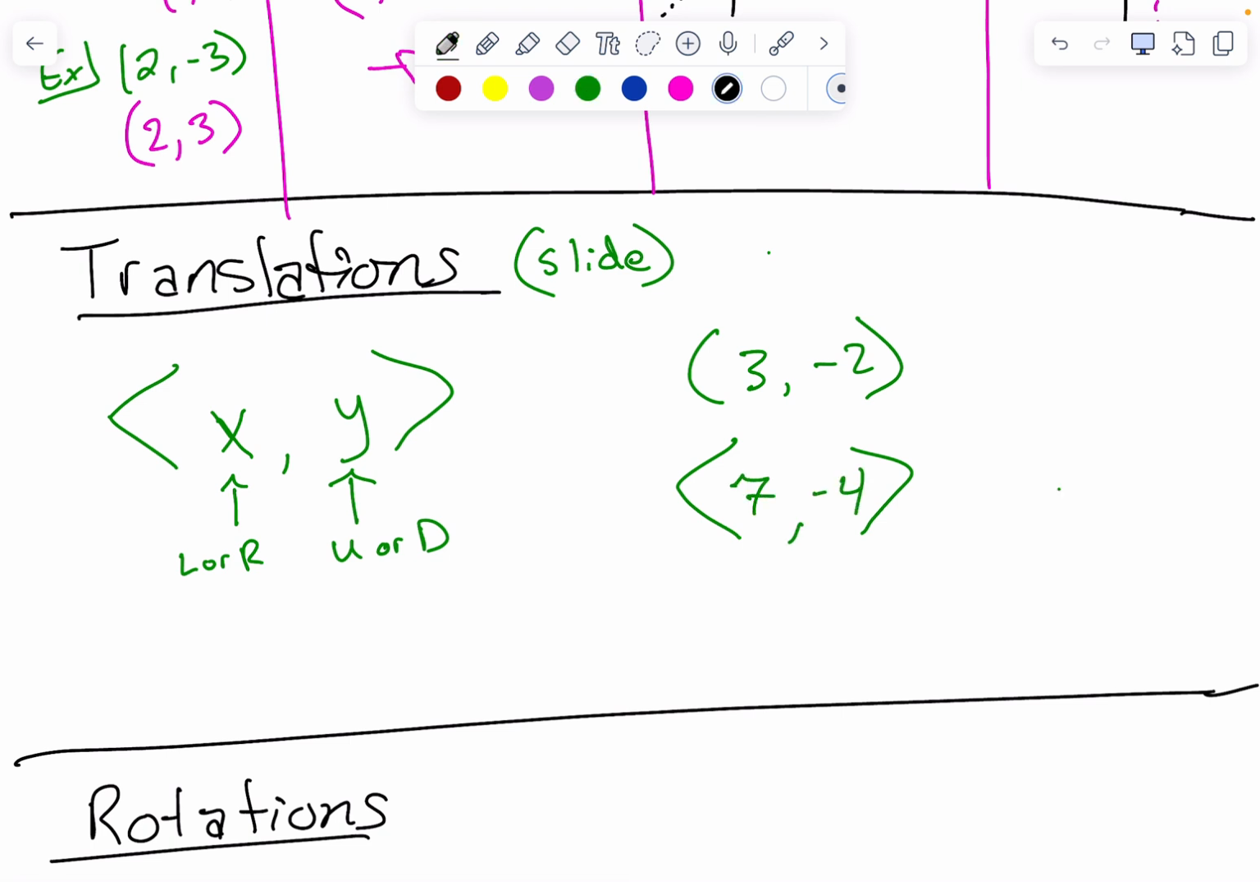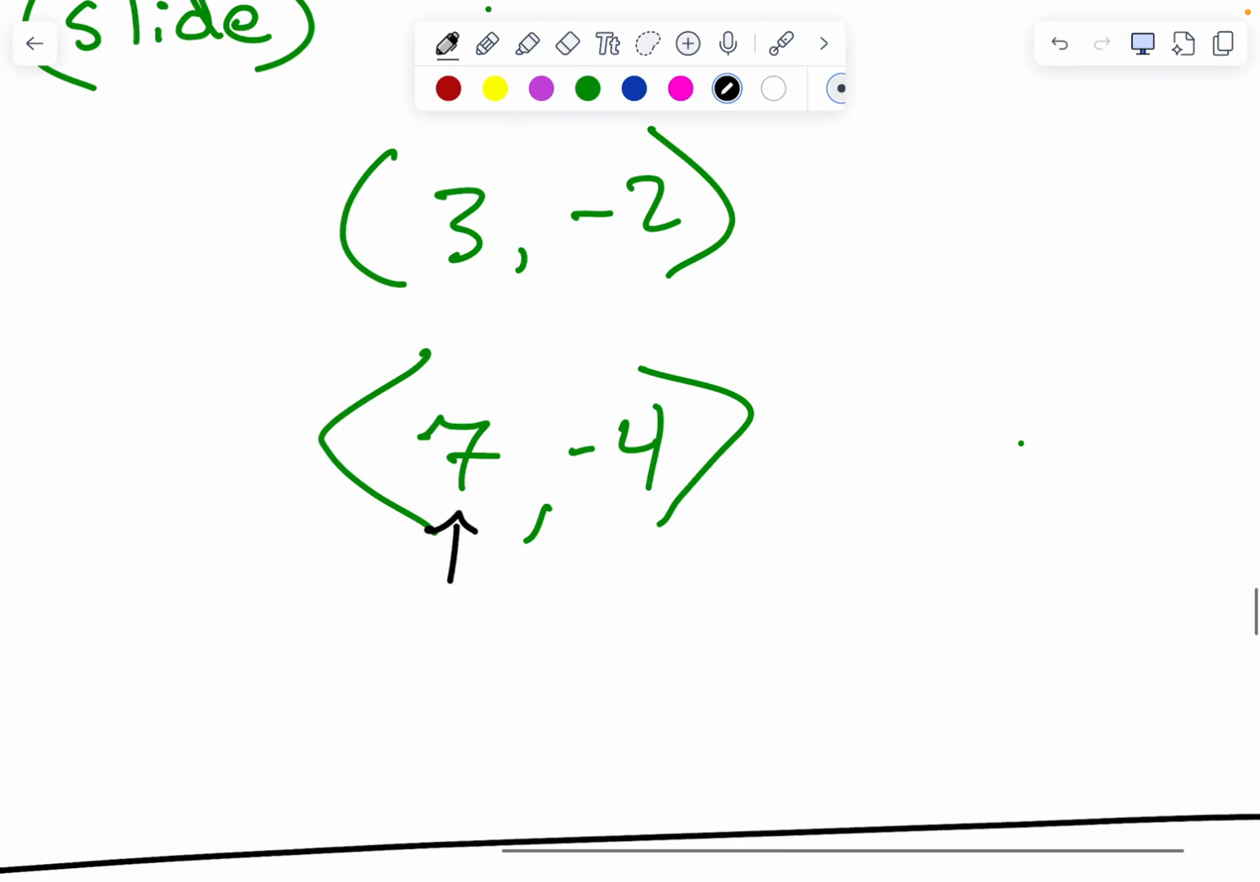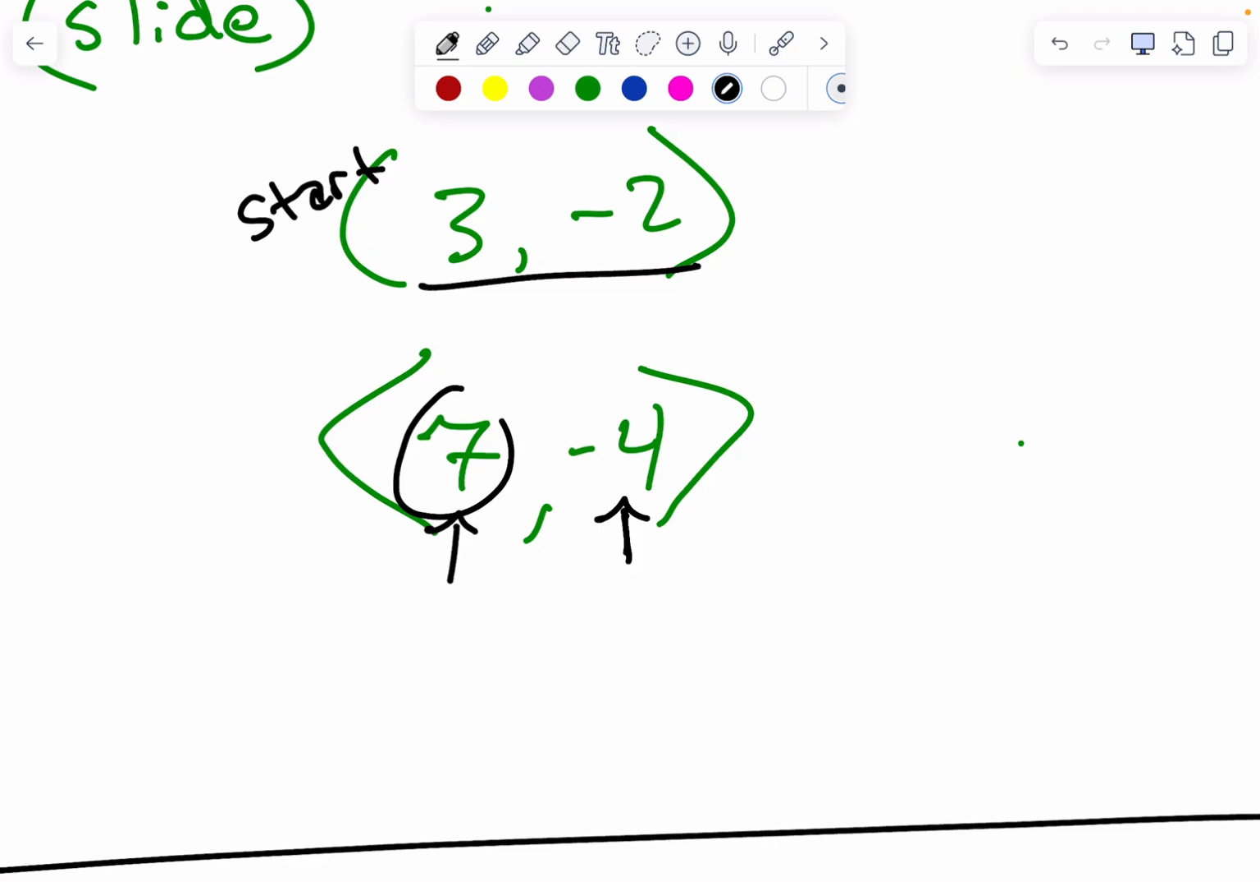First and foremost, what is the 7 going to do to him? Right 4 down 2? Oh, you're already giving me the answer. If I start with this point, this is my starting point. What's the 7 going to do to him? He's going to go to the right 7. And the negative 4 is going to go down 4. Just wait, we haven't put them together yet.